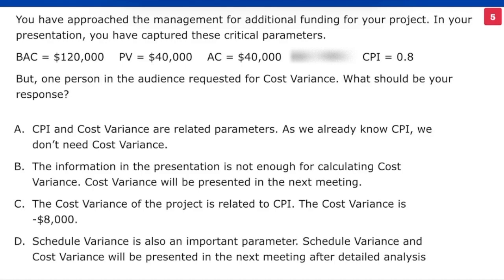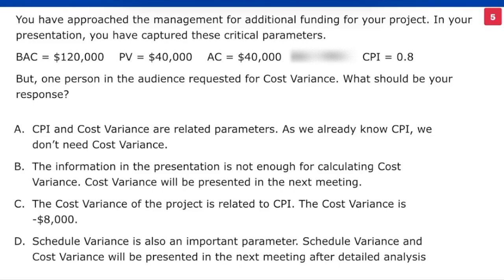You have approached the management for additional funding for your project. In your presentation, you have captured these critical parameters. BAC equals $120K. PV equals $40K. AC equals $40K. CPI equals 0.8. But one person in the audience requested for cost variance. What should be our response?